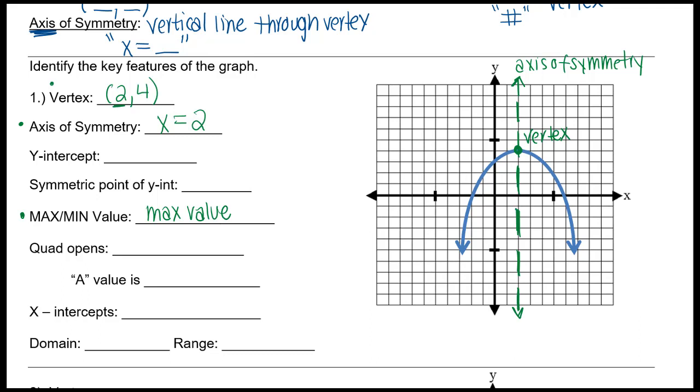With that max value, I'm just simply going to write out what that y value is. So it's at a maximum of 4. And we always talk about that y value. Looking at our quadratic, we have it facing down. So I like to think about this as like a smiley face or a frowny face, right? It is facing downwards, so it opens down. Makes us sad. What happens with this is it makes that a value negative.